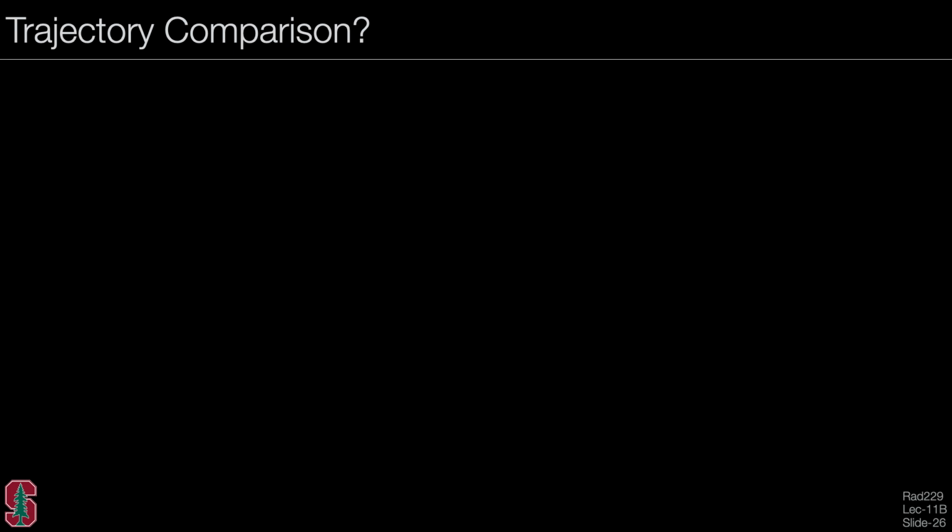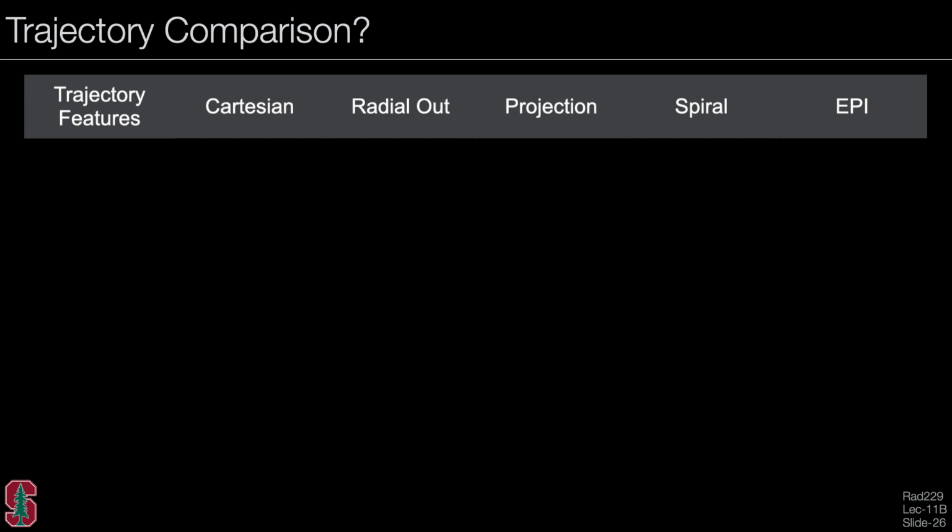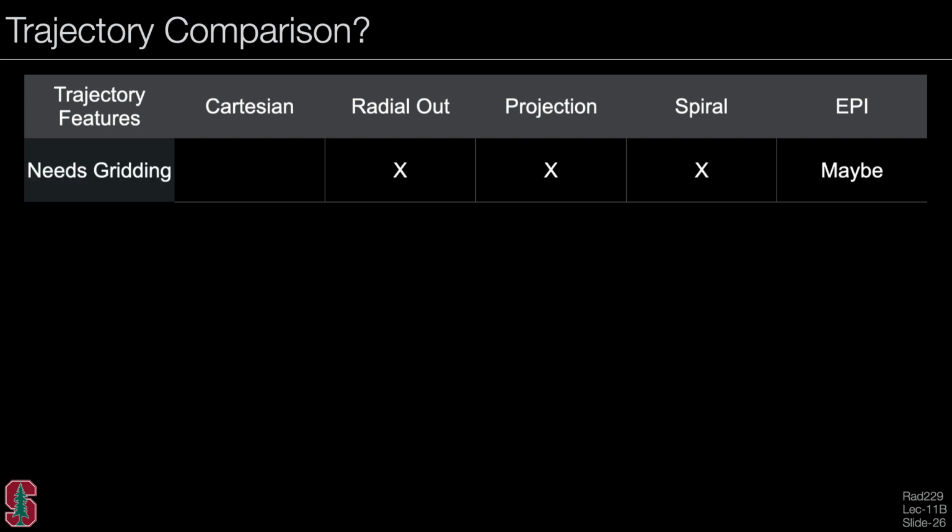Now that you've heard about different trajectories, including radial, spiral, and echoplanar, it's useful to do a very quick, rough trajectory comparison. Let's look at some of the features of these imaging trajectories that you've seen over these lectures. The first question is, do you need gridding? For Cartesian imaging, you don't need gridding. But for radial, projection, and spiral, you always need to do some kind of gridding reconstruction. And for EPI, you may need to do this if you're sampling on the ramps.